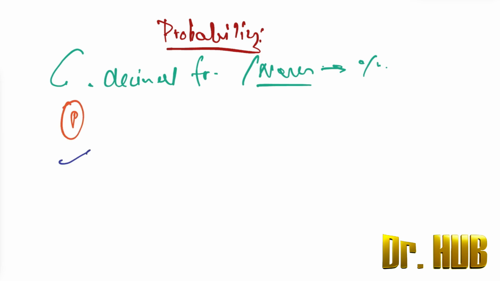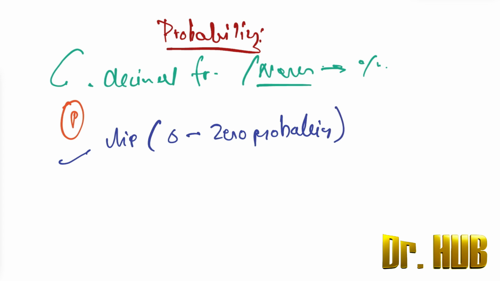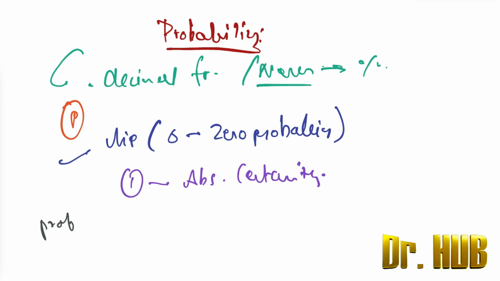And what is it? It must lie between 0 and 1. 0 means there is zero probability, and 1 means absolute certainty. So the probability of an event cannot be negative.